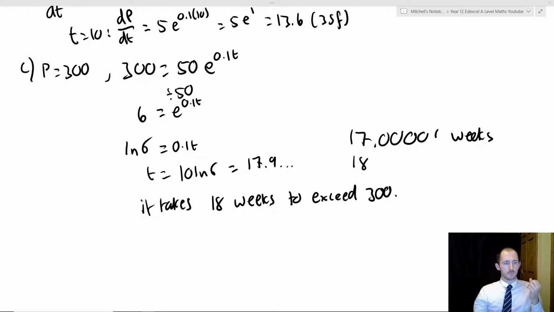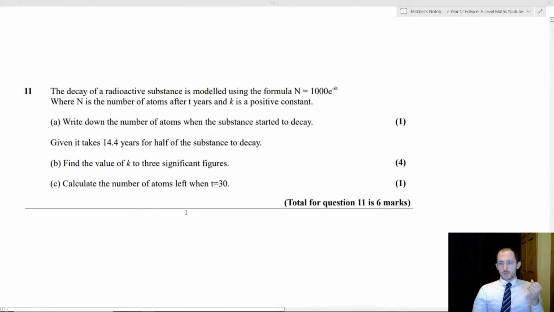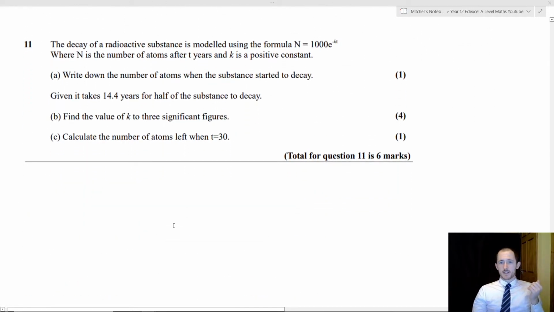Not too bad. So for those of you doing A-level physics, you're going to feel right at home here. For those of you that aren't, still the same stuff. The decay of a radioactive substance is modelled using the formula N equals 1000 e to the minus kt, where N is the number of atoms. Write down the number of atoms when it started to decay.